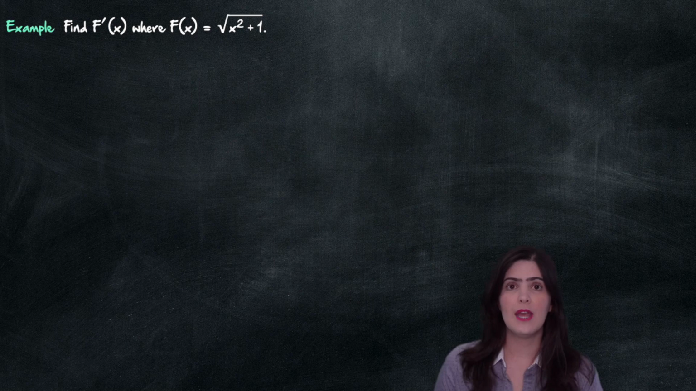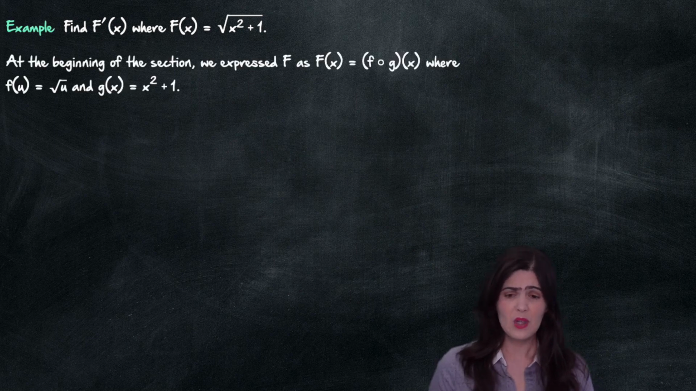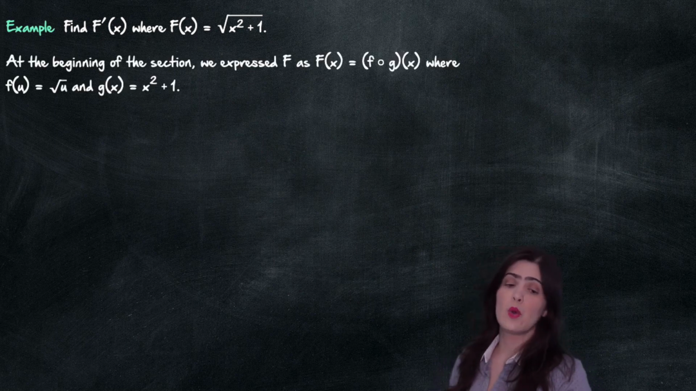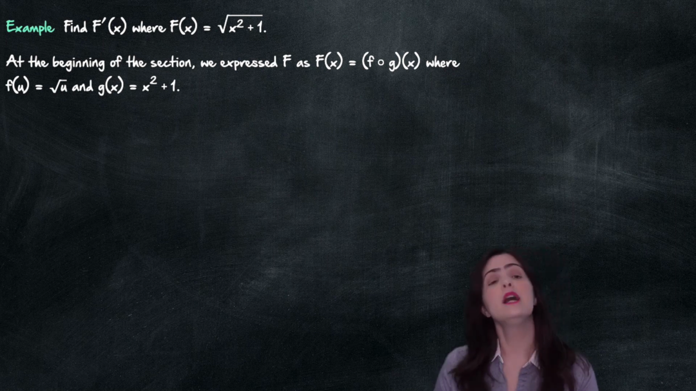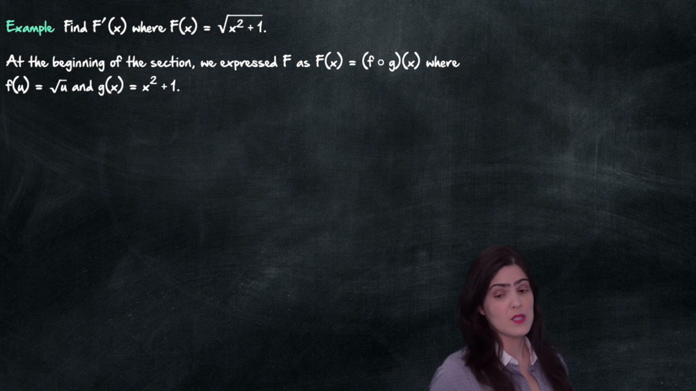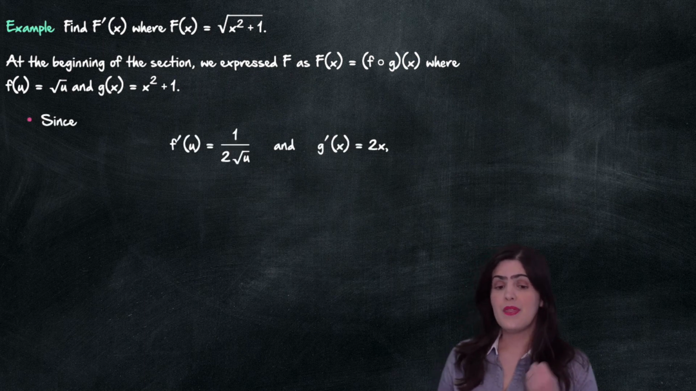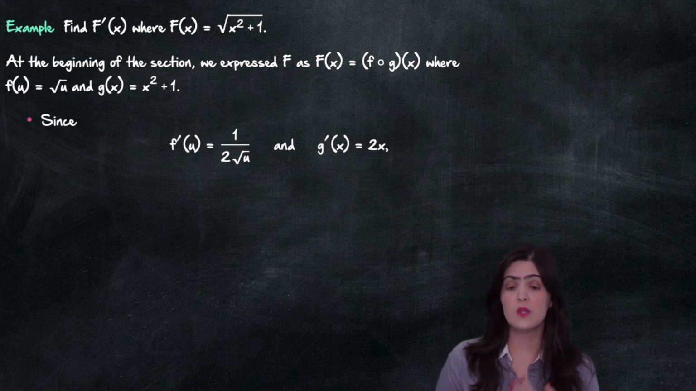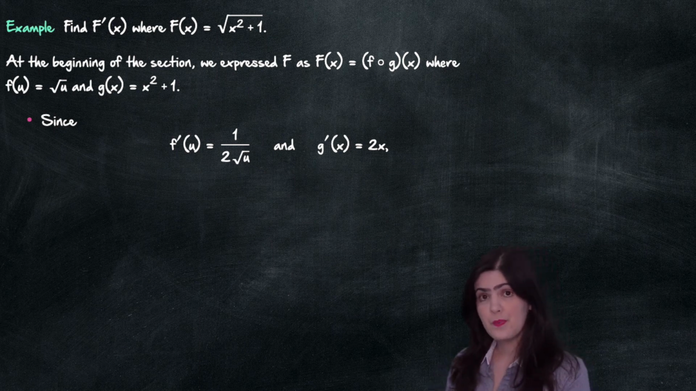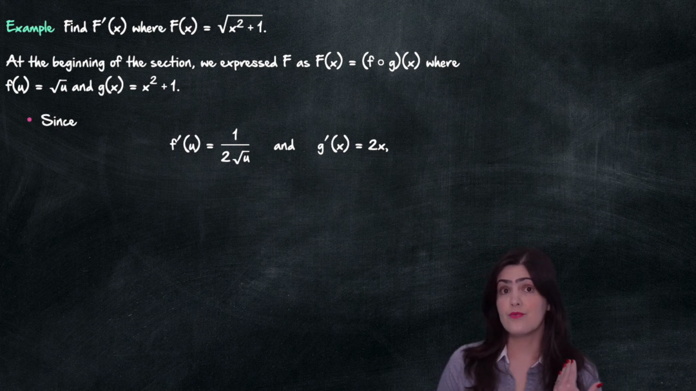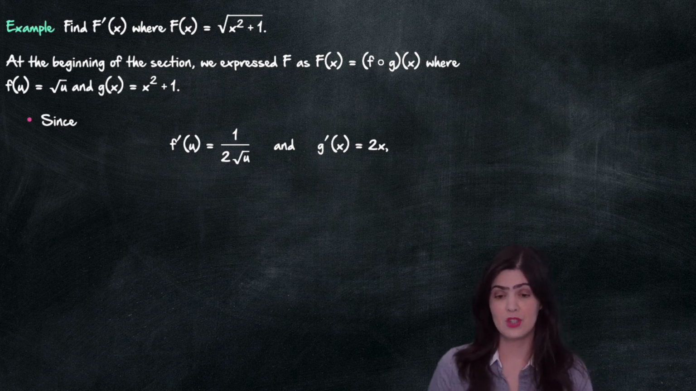So we want to find the derivative of this. Well, we said that this was a composition of a function f of u equals square root of u and g of x equals x squared plus 1. So the derivative of f of u is 1 over 2 times square root of u. The derivative of g of x is just 2x. Those two are quite easy to compute.